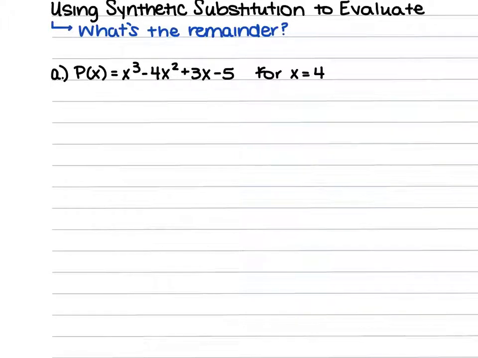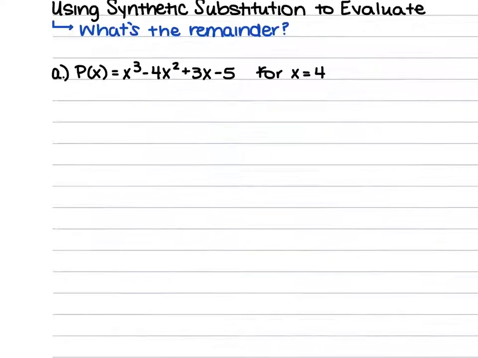Don't write what I'm about to write because I'm going to show you the long way that you used to have to do this. You would write p of 4, meaning I'm about to plug in 4, and I would get 4 cubed minus 4 times, what am I plugging? Oh, 4. Minus 4 times 4 squared plus 3 times 4 minus 5. And I would have to go and work all that out, but actually there's a much easier way to do this.